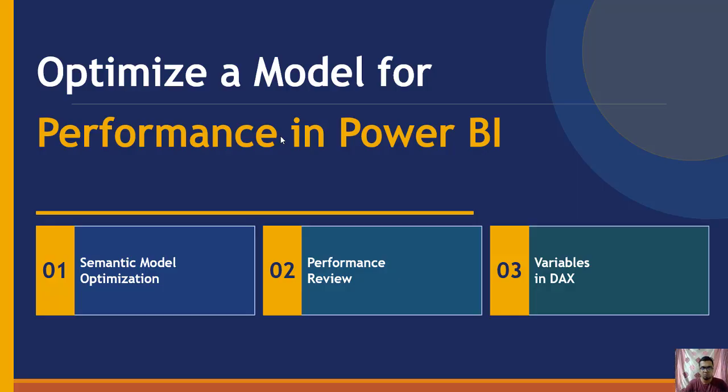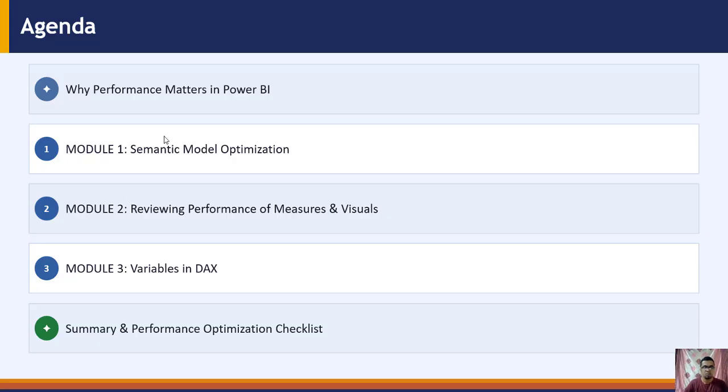In this session, we are going to see how to optimize a model for performance in Power BI. That is, what are the best practices and ways to enhance the performance in Power BI. So, there are three modules. One is semantic model optimization, performance review using Performance Analyzer, and how to use variables in DAX to leverage the performance. So this is the agenda.